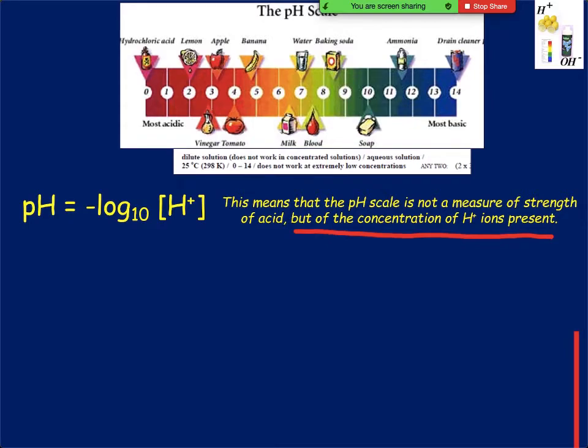So if you're a very strong acid, you have bucket loads of protons. If you are a weak acid, you don't have that many protons in solution.